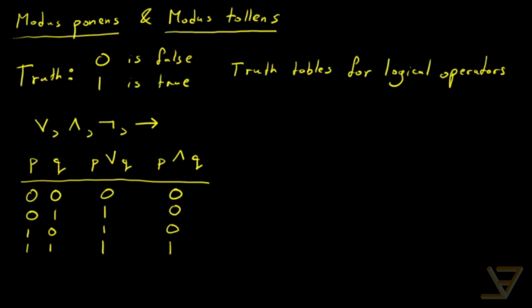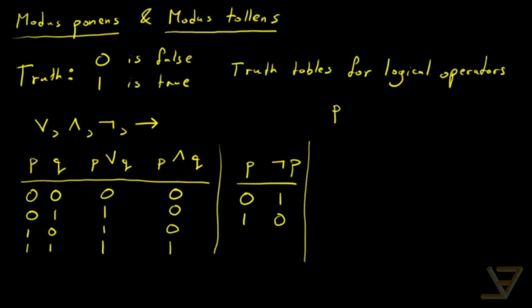Next, let's look at the not operator. We have P and not P. There's only two possibilities in this case, 0 and 1. And we just flip them to get 1 and 0. And finally, we have the implication operator. Now, you might be wondering what exactly that means. And so that you know, P implies Q is logically equivalent to not P or Q. So that's how I would derive the truth table of the implication symbol.